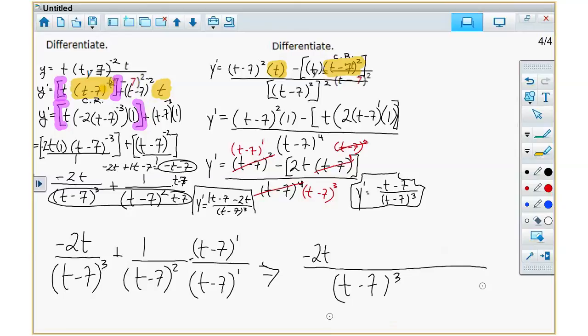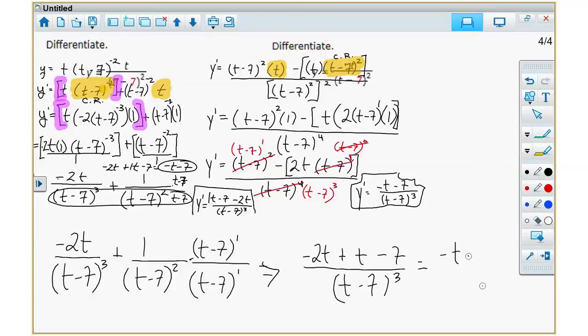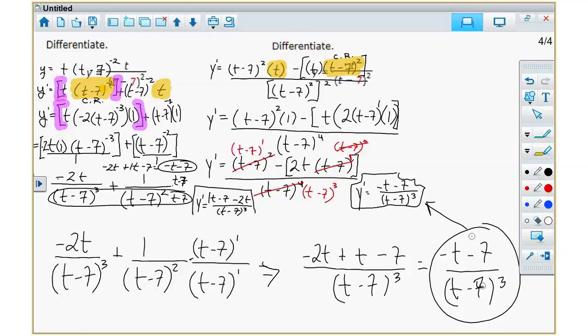And 2t plus t minus 7, and then that's going to give us negative t minus 7 over t minus 7 to the third power, and that is what we got. That makes me feel better. Okay.